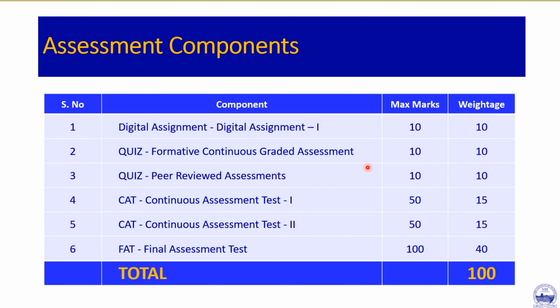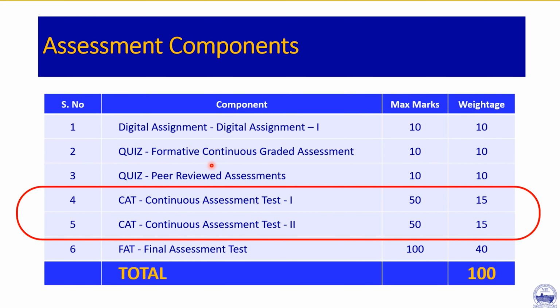I have two kinds of quizzes. One I call the formative quiz, and of course here it's marked as quiz because that is how it will look in your VTOP. For a certain reason, I am classifying the peer reviewed assignments as a quiz. I call this formative assessment. How have you developed some of the key skills in understanding? How are your ideas of supply chain management formulated? This is something which I'm looking at.